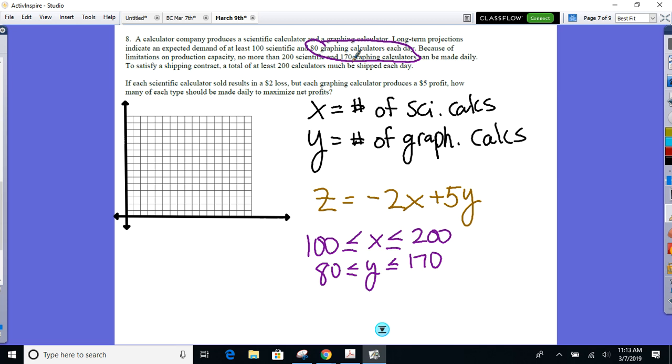And there's one more inequality we should write to satisfy the shipping contract. X plus y has to be at least 200, greater than or equal to 200.